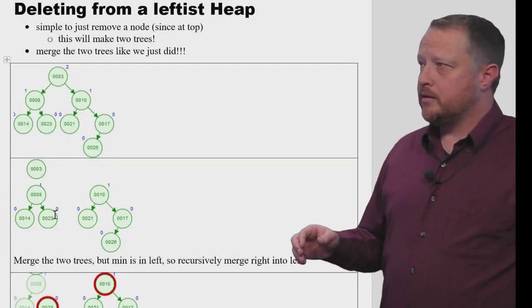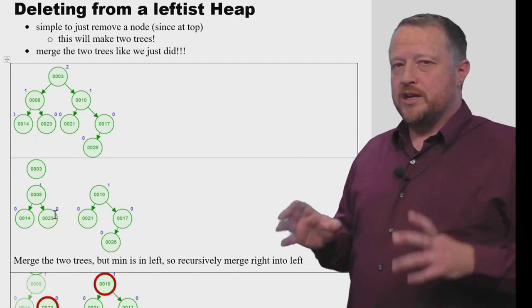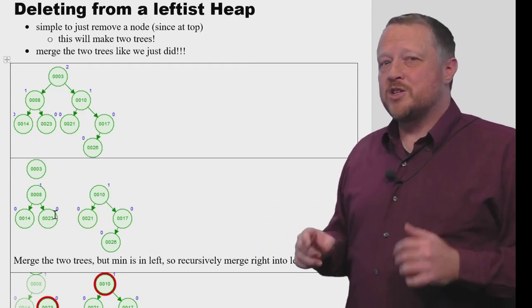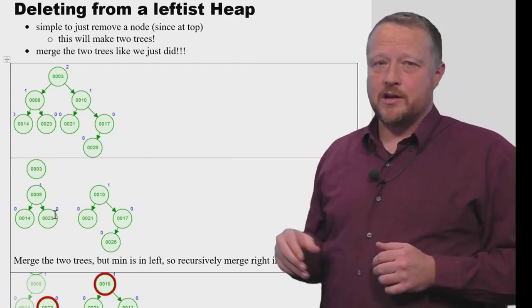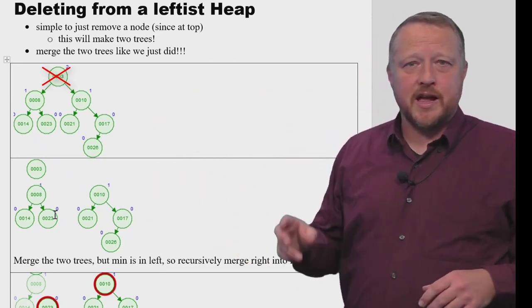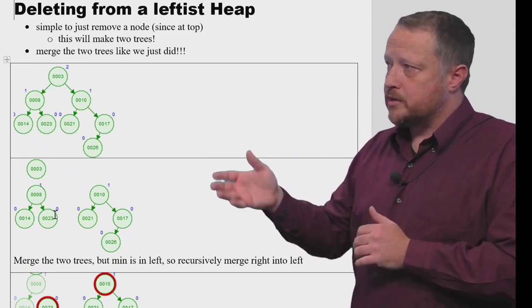So, deleting from a leftist heap. Now, here's a misnomer. If we delete from a heap, no matter if it's leftist or not, we're only given one spot that we can delete from, and that's frankly the root. We just can't go in there and look for whatever we want and delete the heck out of it. Doesn't work that way. With a heap, we're very restricted on what we can delete.